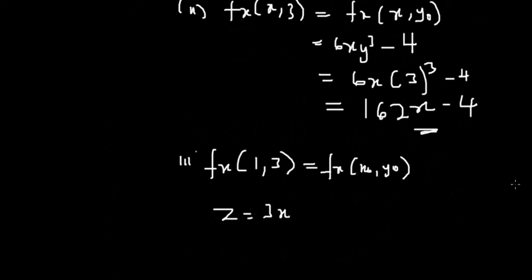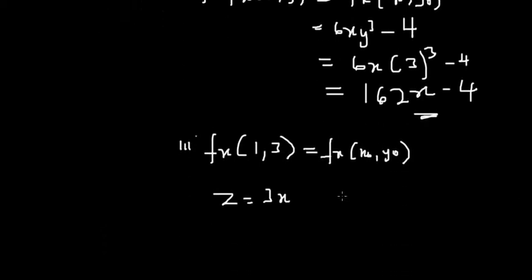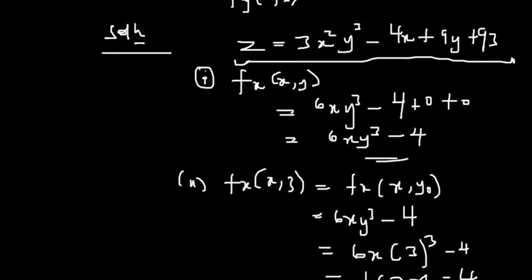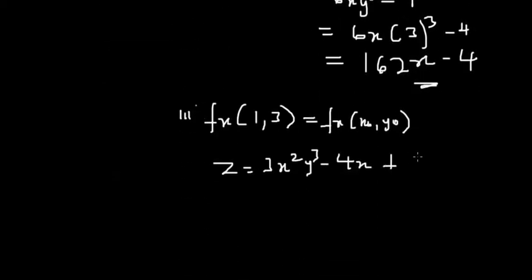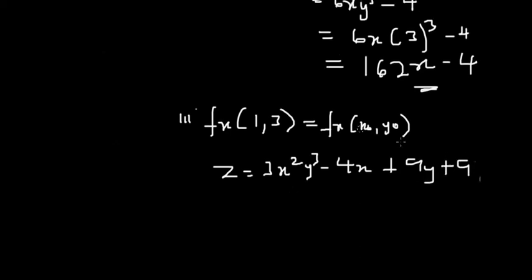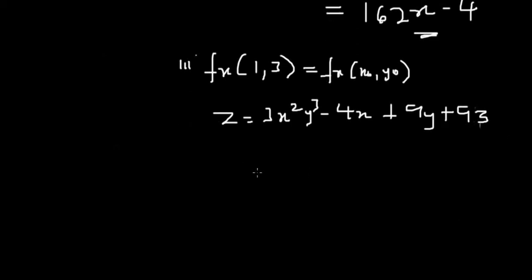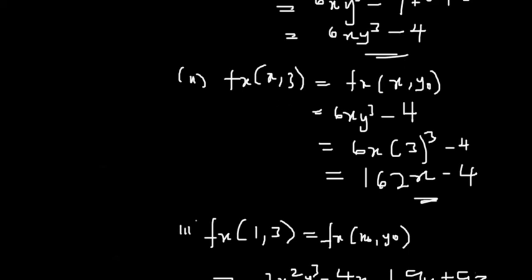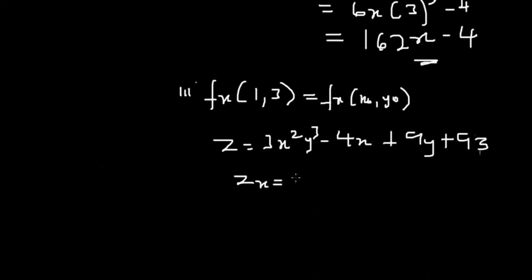So we have 3x squared y cube minus 4x, then plus 9y, and then plus 93. Now let's take the partial derivative with respect to x. So this is something like this. I didn't introduce that initially, but it's the same thing. So we have 6x y cube minus 4. So from here, this is how you end the partial derivative.